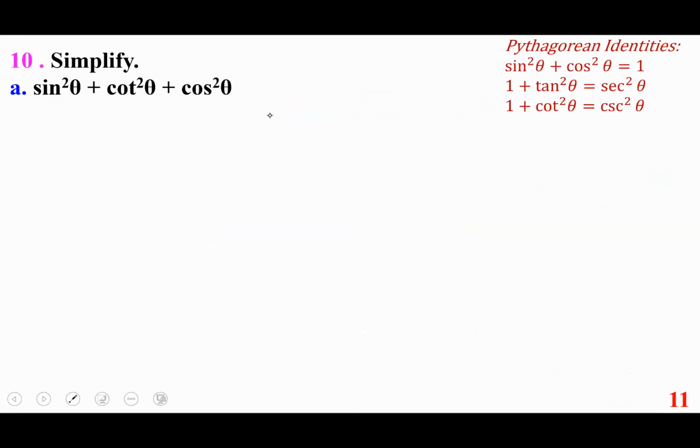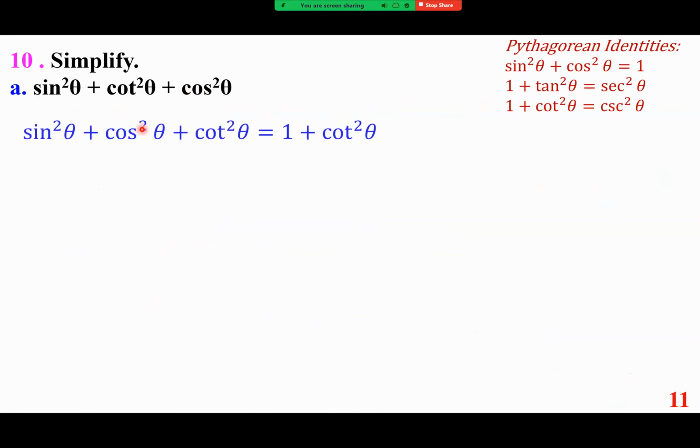We want to simplify, and we may recognize this, or we just move this cosine squared, and these two will be 1 plus cotangent squared. These two add up to 1 plus cotangent squared, and 1 plus cotangent squared is cosecant squared theta, and we are done.